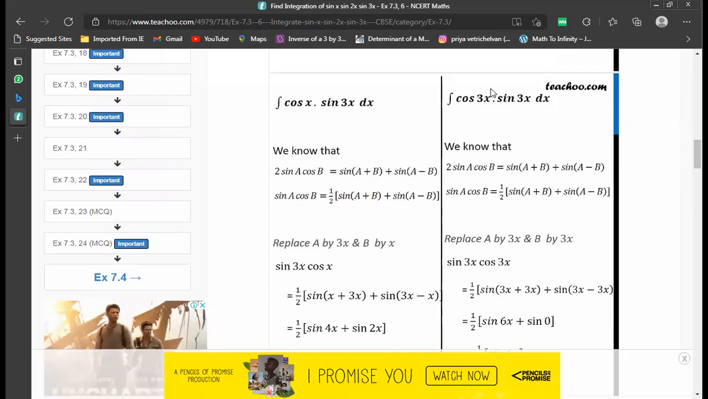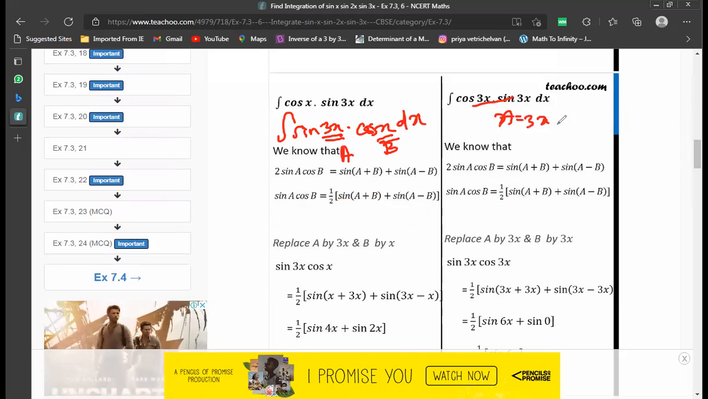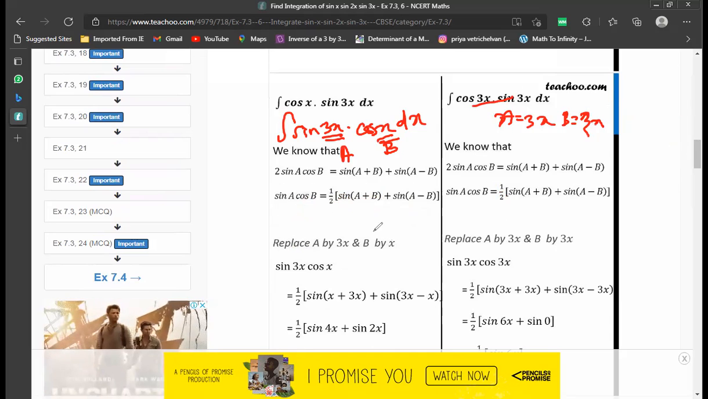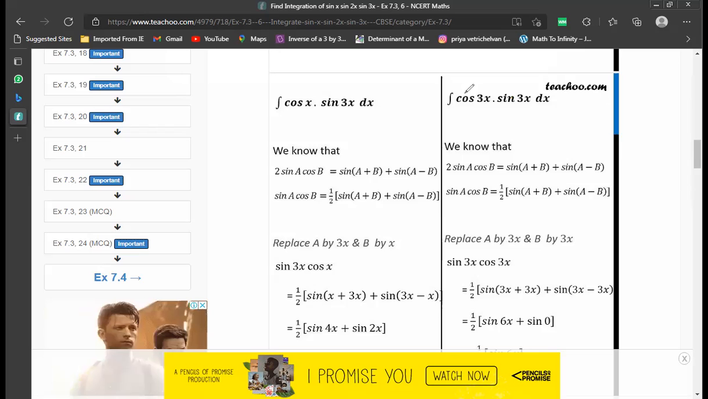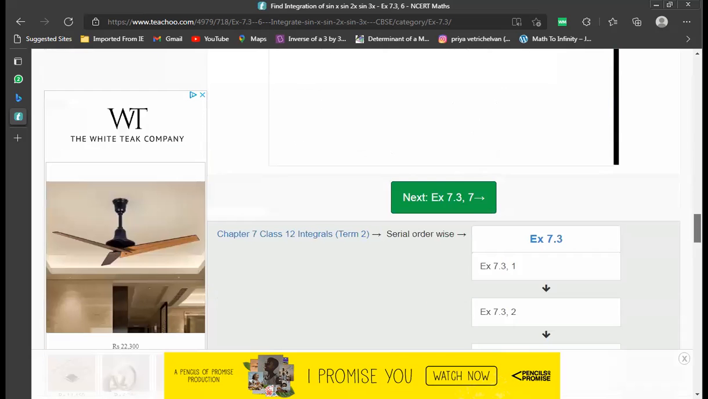To avoid confusion, just change it into sin 3x into cos x dx. So A is going to be 3x and B is going to be x. Clear? And in this question also, A is going to be 3x and B is going to be 3x. The same formula, but the values of A and B differ. So after converting into the sum formula, you can do the normal integration. That's it.